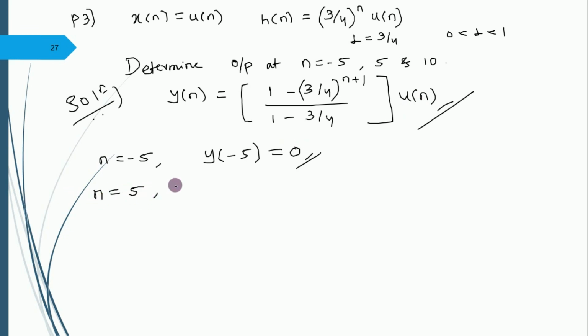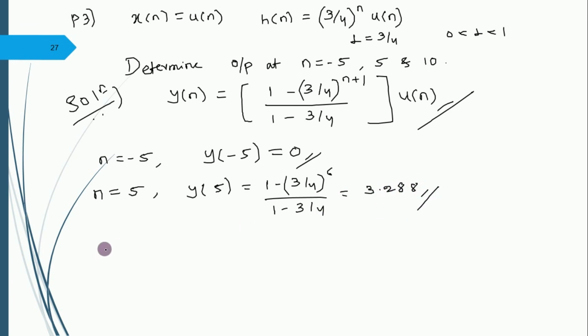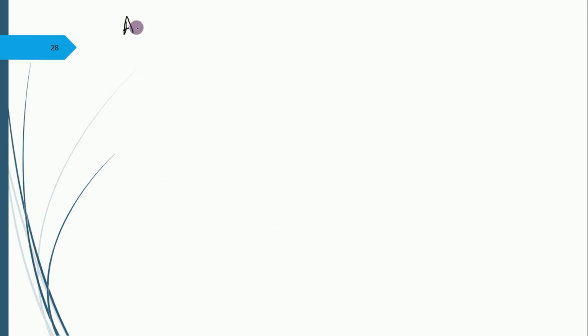Similarly, for n equal to 5, if you substitute, you get y of 5 is equal to (1 minus 3 by 4 raised to 5 plus 1, which is 6) divided by (1 minus 3 by 4). It will result in 3.288. And for n equal to 10, y of 10 will result in (1 minus 3 by 4 raised to 11) divided by (1 minus 3 by 4). So it will result in 3.831. You can cross check at your end. Simple problem. Okay.